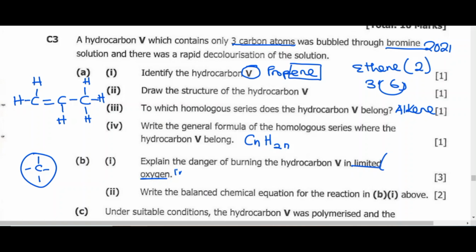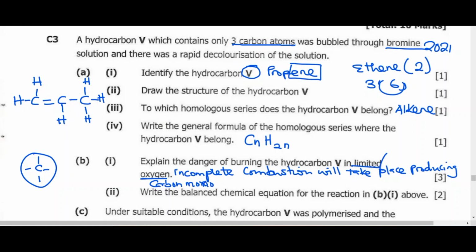So we can say, because it is limited, it is not complete. So incomplete combustion will take place, producing carbon monoxide, which can cause suffocation. Okay, so we can move to the other one.